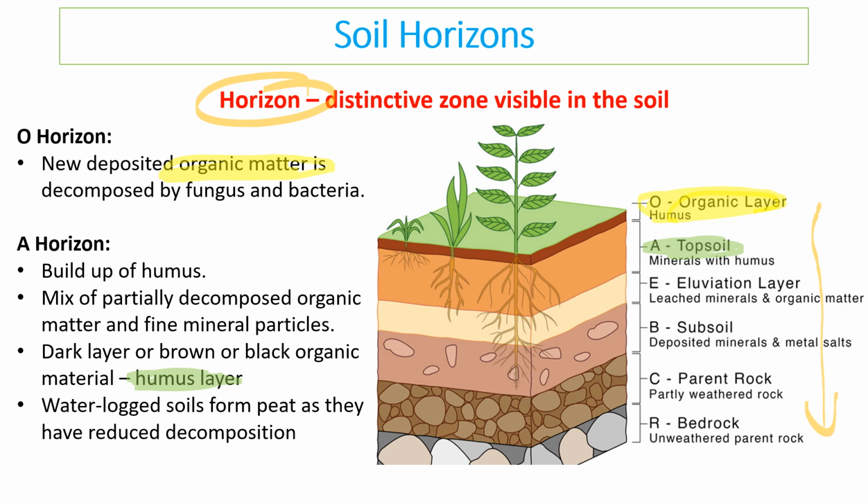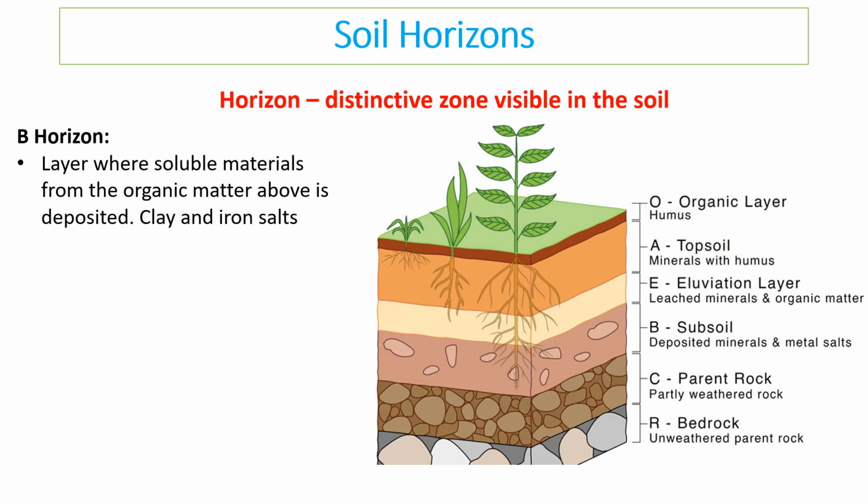Waterlogged soils will form something called peat, and peat is a type of soil where decomposition is incomplete, and that is because when you have waterlogged soil, there is not any oxygen to allow the decomposers to respire, and therefore decomposition is prohibited. We then have the B layer, so we don't need to know about the E layer, we just need to talk about the B layer.